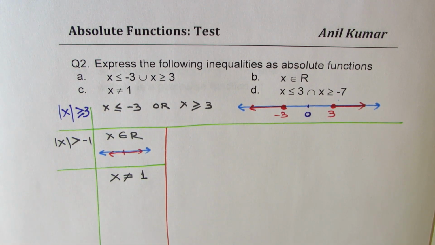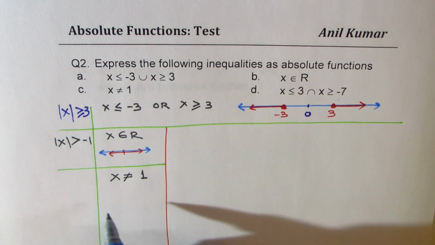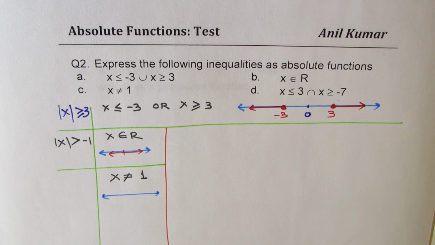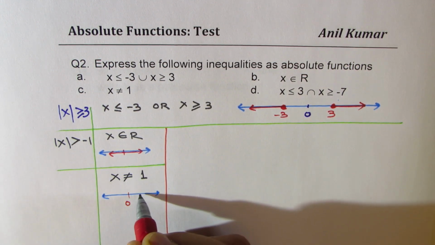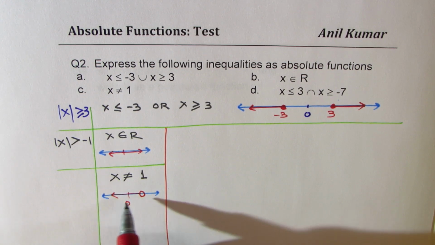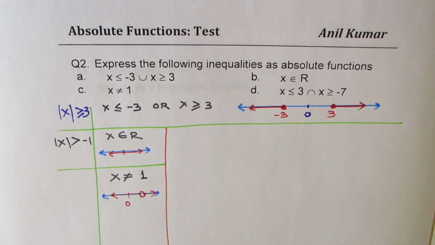How do I write this as an absolute function? On a number line, what I'm trying to say here is that except for, let's say this is 0, except for 1, that means there is a kind of a hole here, right? Everything else is part of our solution. Do you understand? How do I say that in terms of an absolute function?